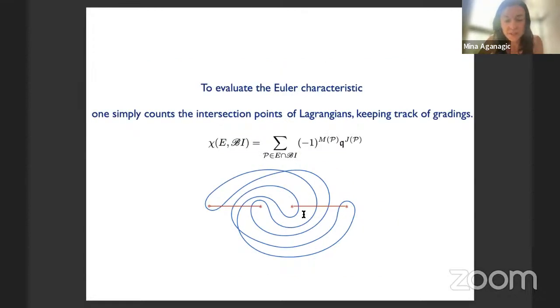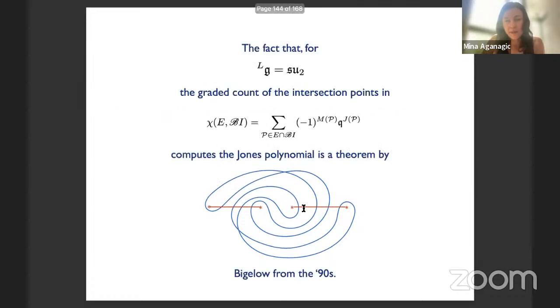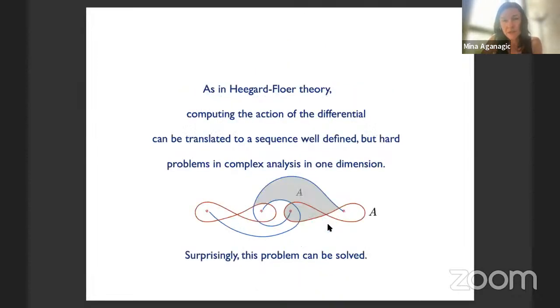To evaluate the Euler characteristic, one simply counts the intersection points of Lagrangians, keeping track of gradings. The fact that for SU2, a graded count of intersection points computes the Jones polynomial is a theorem by Bigelow from the 90s. As in Heegaard Floer theory, computing the action of the differential can be translated to a sequence of well-defined but hard problems in complex analysis in one dimension using the cylindrical approach to Floer theory. Now, surprisingly, this problem can be solved.